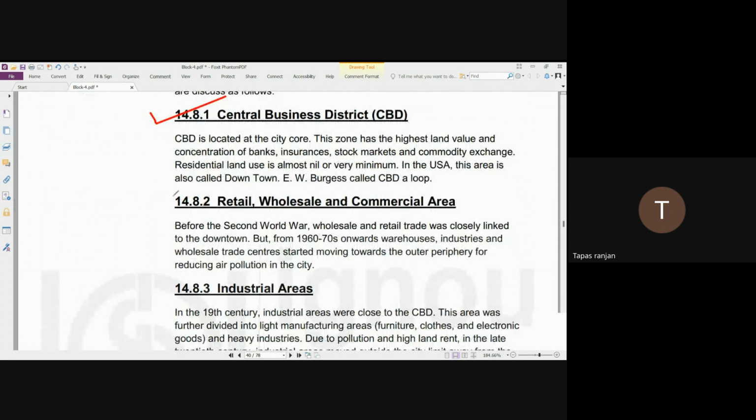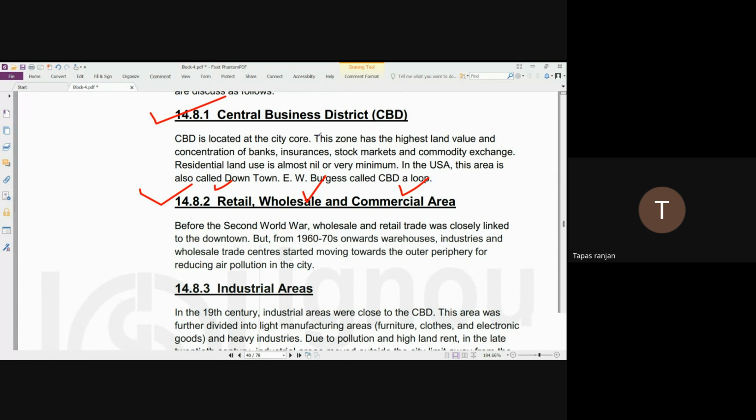Then retail, wholesale and commercial areas. All urban places will have some areas which will be used for retail purposes, wholesale purposes, and commercial purposes. Okay, you can take the example of Cuttack. There are different areas which have been assigned for commercial purposes and for wholesale purposes.